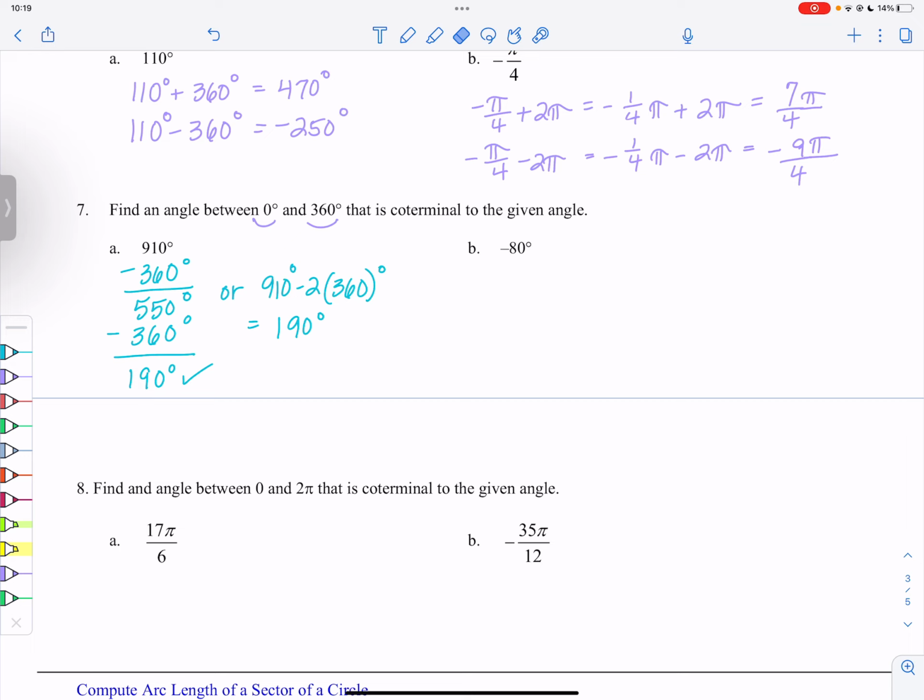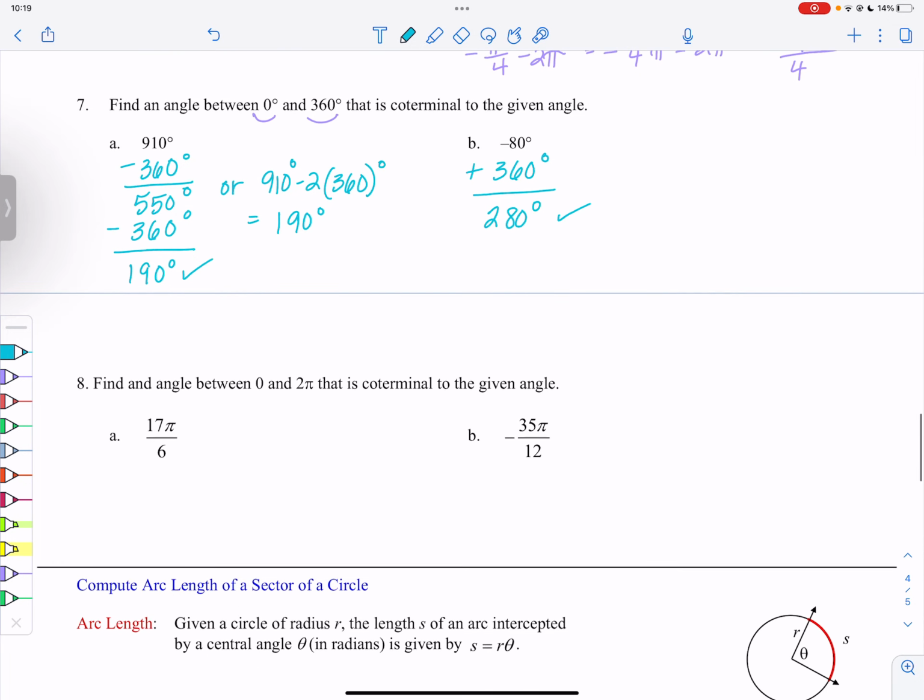Okay, let's try negative 80 degrees. Let's start adding 360 degrees to this angle, because we need to find an angle between 0 and 360. We're going to have to move in a positive direction, 360 positive degrees. So if you add this together, you come up with 280 degrees. So that makes it really nice.